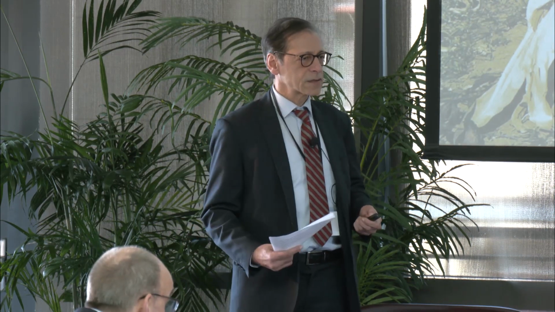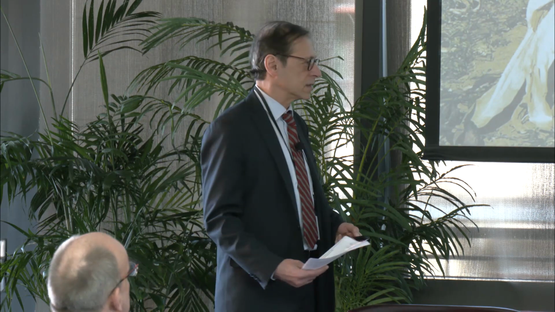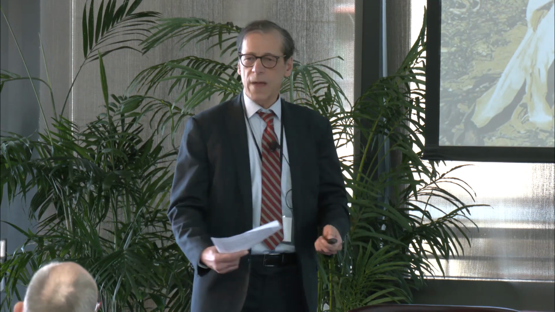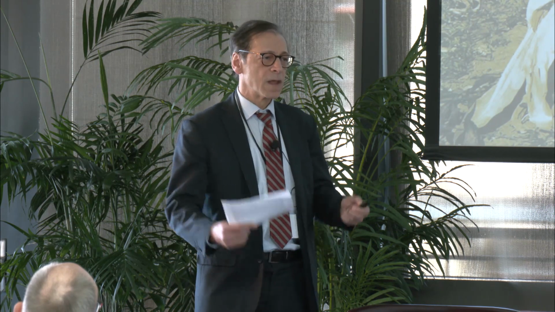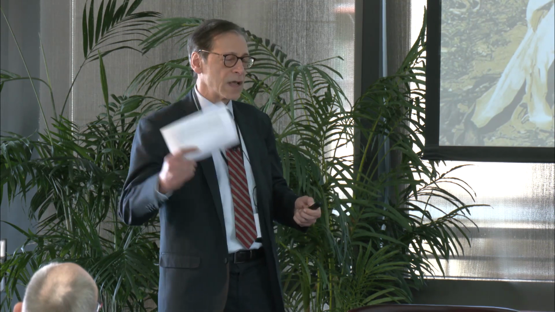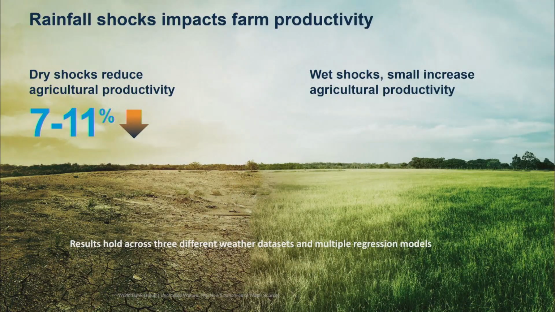So let's ask ourselves the question: if we get a rainfall shock in a district of 1 standard deviation, what happens when you have irrigation and what happens when you don't have irrigation? So before we answer that question, let's ask ourselves, on average, across India, I get a 1 standard deviation shock. What's the average treatment effect? What is the average impact on productivity? And you get a decline in productivity of 7 to 11%.